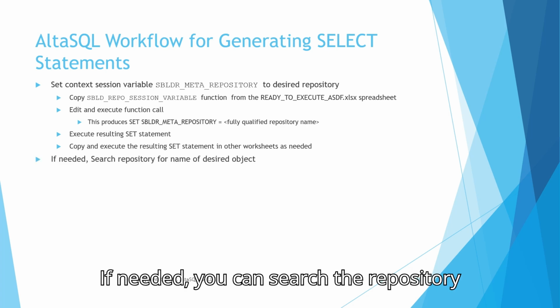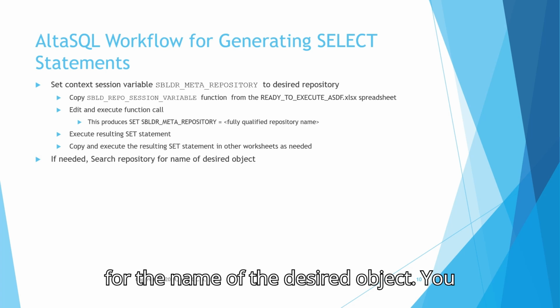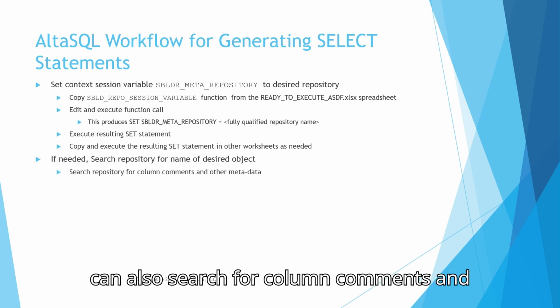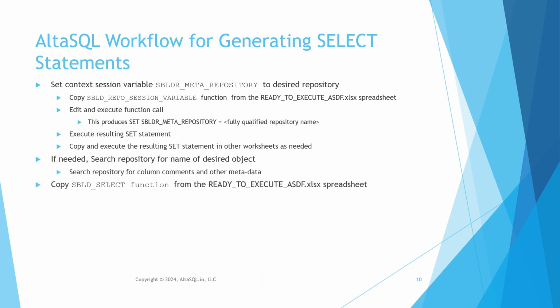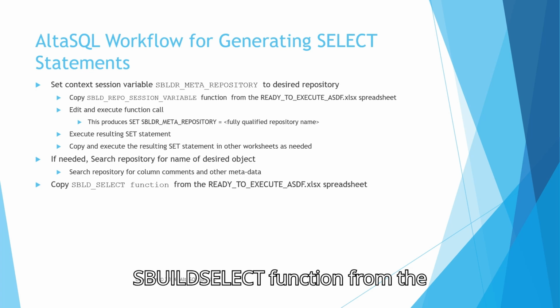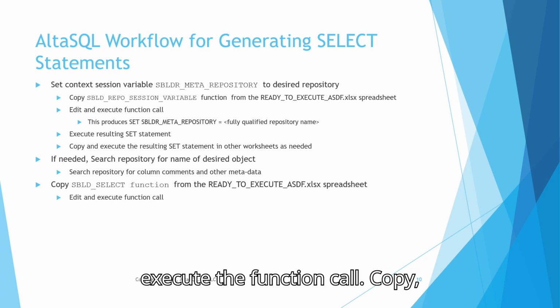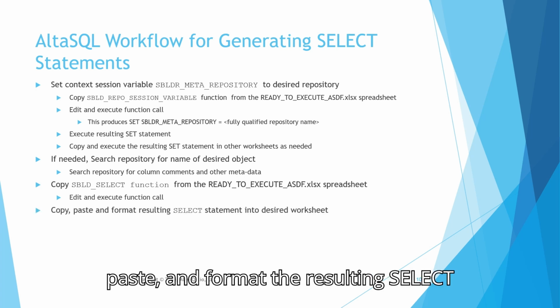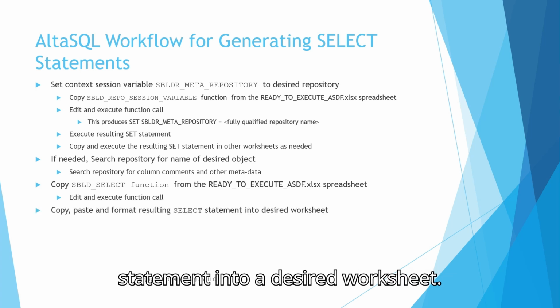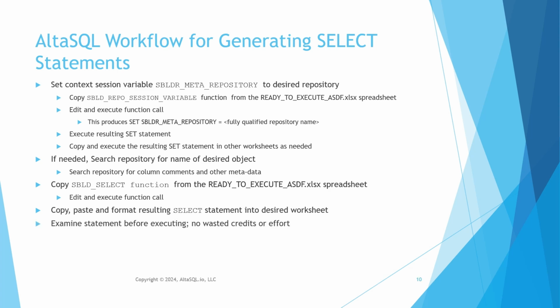If needed, you can search the repository for the name of the desired object. You can also search for column comments and other metadata. Copy the sbuild select function from the ready to execute spreadsheet. Edit and execute the function call. Copy, paste, and format the resulting select statement into a desired worksheet.